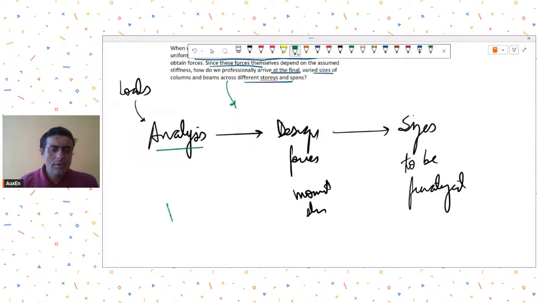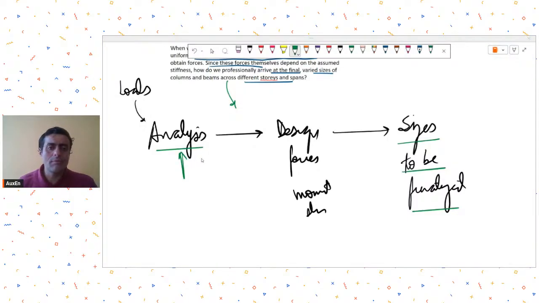See, in our moment distribution method, our analysis changes with the stiffnesses, yes or no? And in the matrix methods that software uses, the flexibility method or stiffness method, both are matrix methods. In these methods, unless you give the size, the analysis won't happen. So are you understanding what the problem is? The final thing that you wanted, which was the size, itself needs to be given as an input while running the analysis.